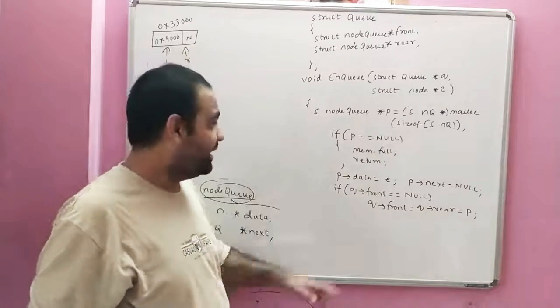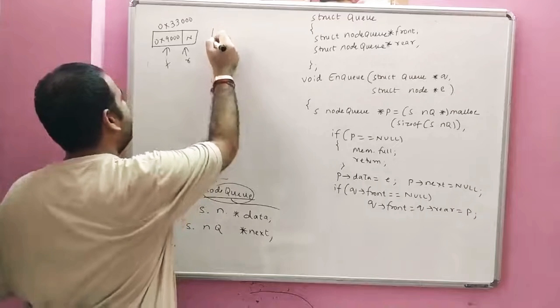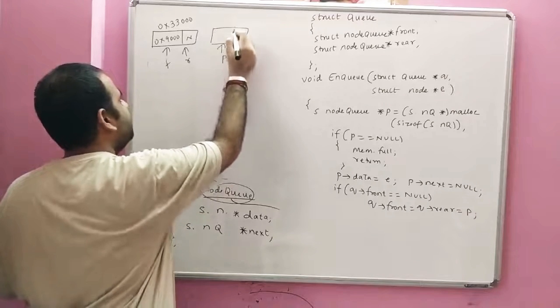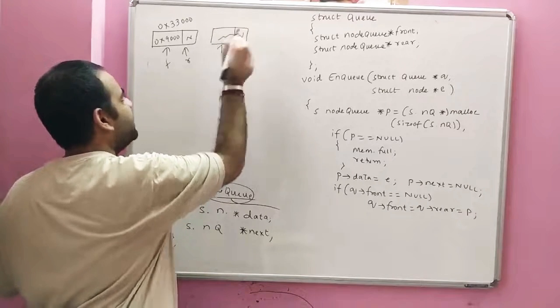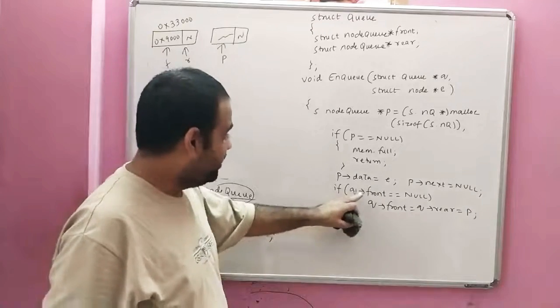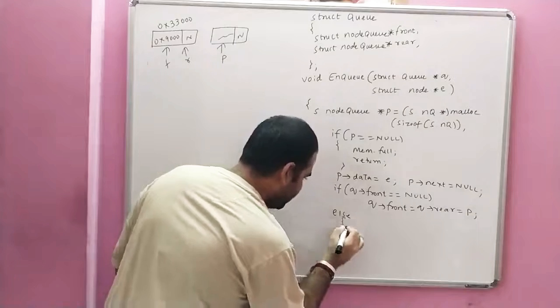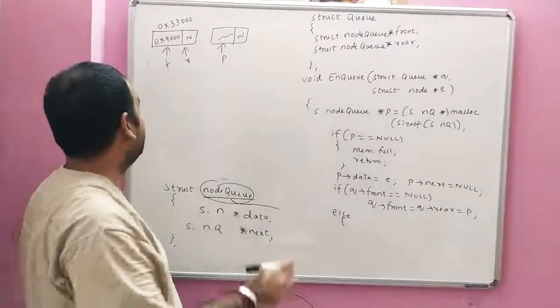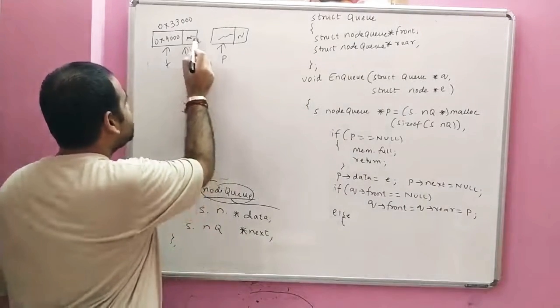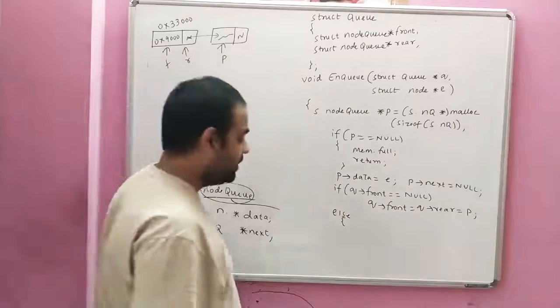Next time if I say again enqueue, you say P is equal to malloc. This is P is equal to malloc. Data, you write some data and the next pointer is null. Right. Is Q arrow front equal to null? No, that means we are not adding for the first time. Therefore, we say else. And what do I say? Rear arrow next. Why rear arrow next? Because you are adding at the rear end of the queue.